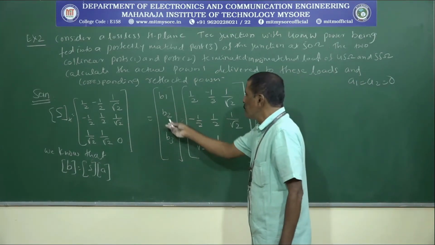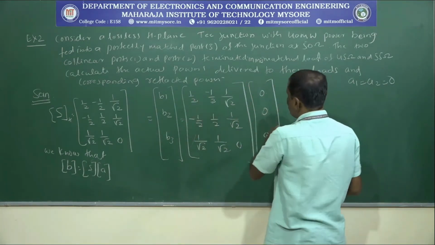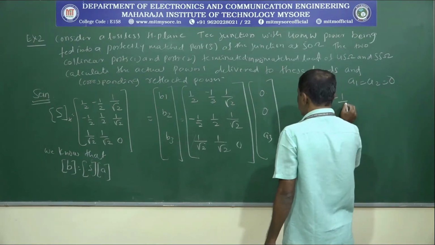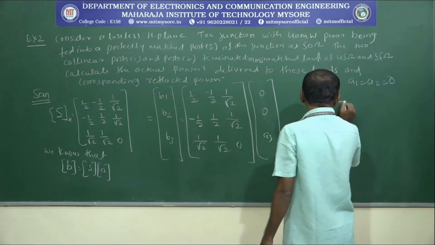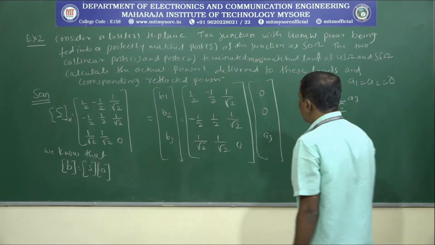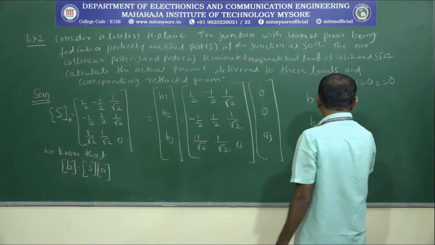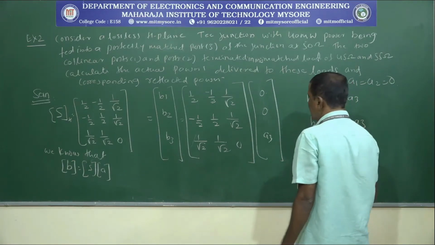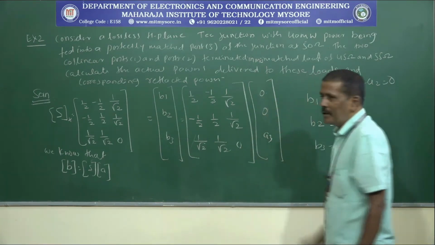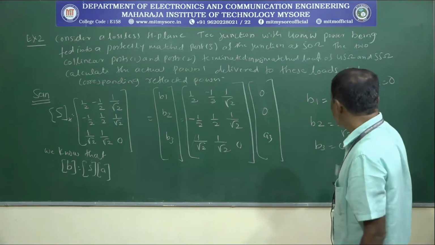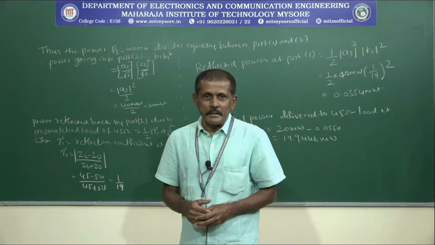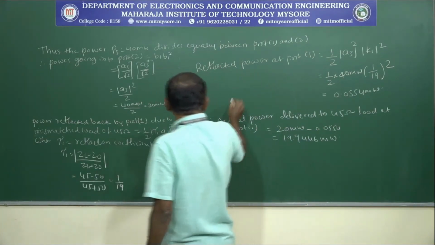Now calculate the values of B1, B2 and B3. Multiplying by this column, B1 equals 1 by root 2 times A3, and B2 equals 1 by root 2 times A3, and B3 is going to be 0 because this row multiplies this particular column. So this is how we got the values of B1 and B2.